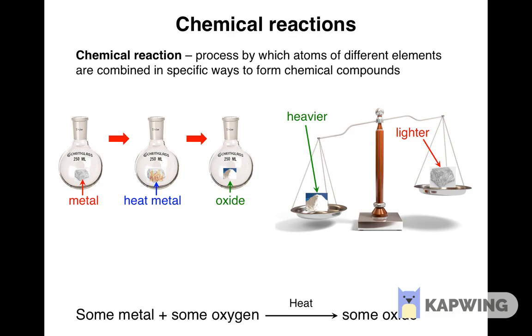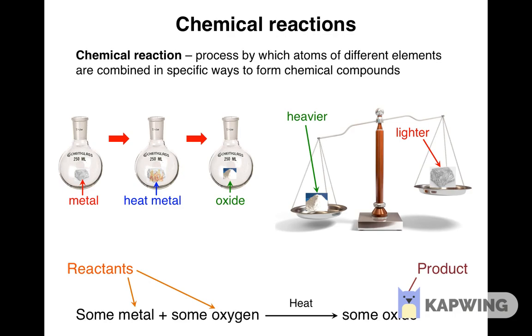This schematic representation of a chemical reaction is called the equation of the chemical reaction, or simply a chemical equation. To the left of the arrow in the chemical equation, we have the substances that we start with, called reactants. In the example that we are considering, the reactants are a metal and oxygen. To the right of the arrow, we have the new substances that we get after performing the chemical reaction, called the products. In our example, we only have one product, the metal oxide.